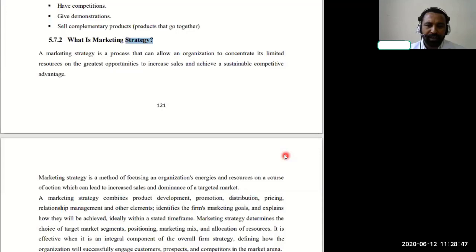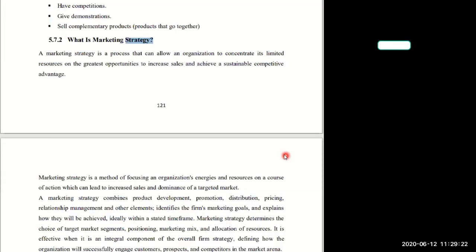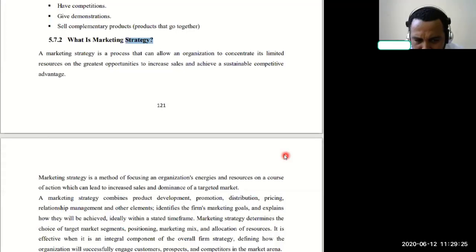So in this case, there are different strategies. As we have seen earlier, marketing strategies combine product development, promotion, distribution, price, and relationship marketing. Nowadays, in the 21st century, one strategy in addition to the four P's is relationship marketing. Relationship marketing is another kind of strategy. Develop a network. Develop a strategy for your business. This is important to increase the marketing goal.